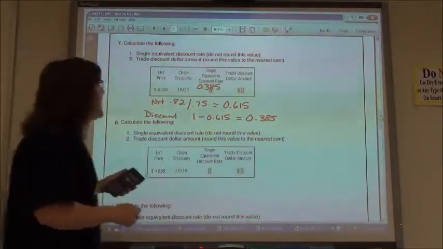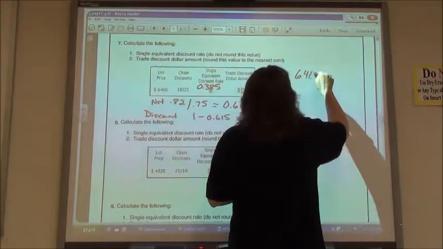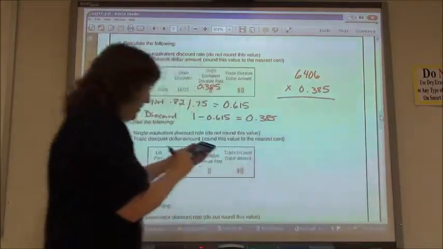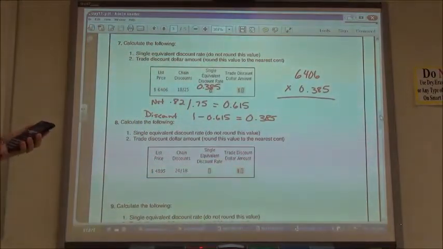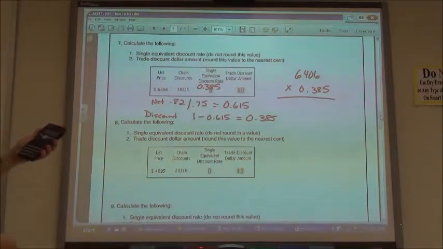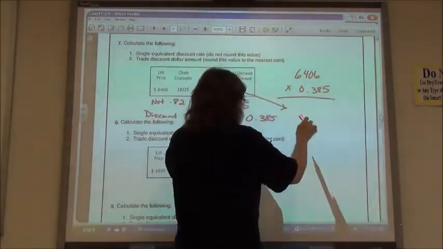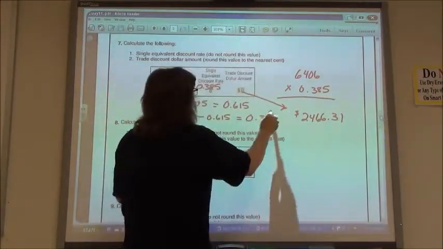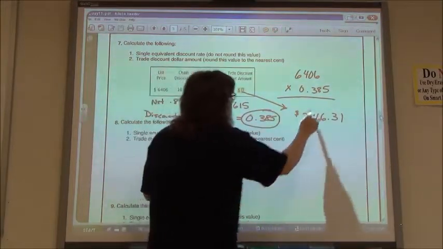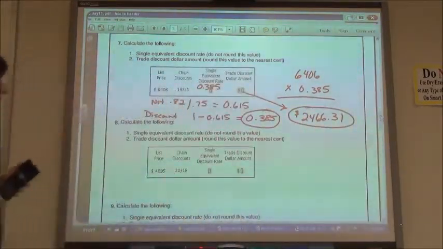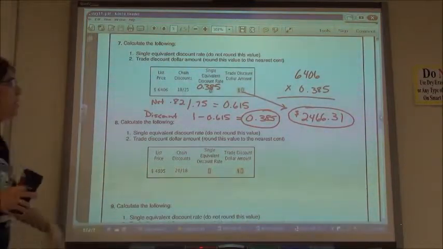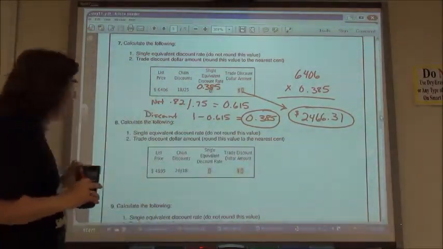So we're just going to go ahead and take our list price, $6,406 times 0.385. So 6406 times 0.385 means that my discount amount is going to be $2,466.31. So my single discount equivalent rate and then what my discount is. So in order to find that discount rate, you have to find the net first and then take 1 and subtract that value. 100% minus what we had there.